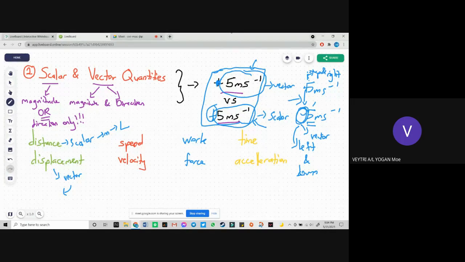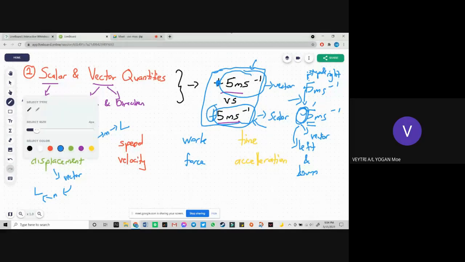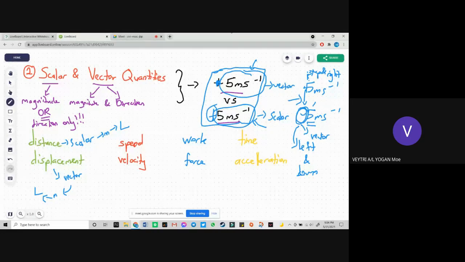Guys, tadi kita dah bincang, what is the unit for displacement? M. M, okay, meter. Dimension? Also L. Alright, also L. Now, give me, this is the part, okay? Please bear in mind. Give me the example of distance.